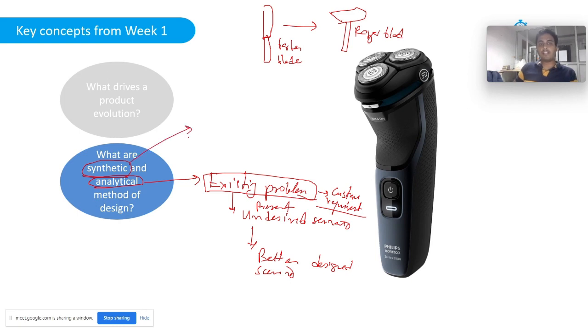What is synthetic? Synthetic can be anything, but not from the perspective of a need or a problem.